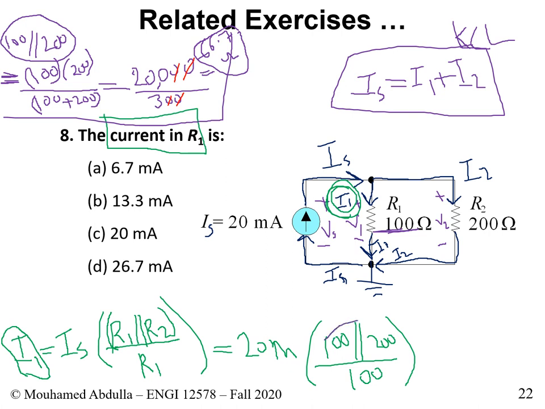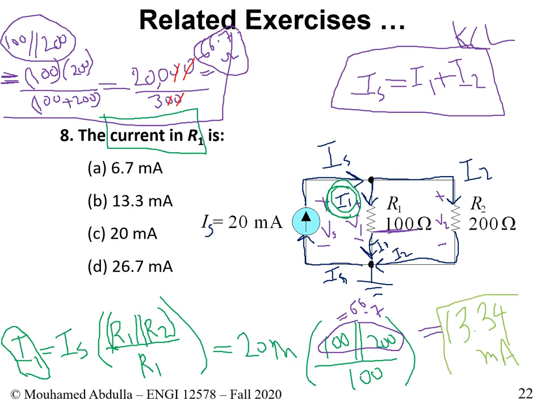So this thing here is equal to 66.7. Okay, so now if we take a calculator and do this division, 66.7 divided by 100, and then we multiply by 20, that gives us 13.34 milliamps.